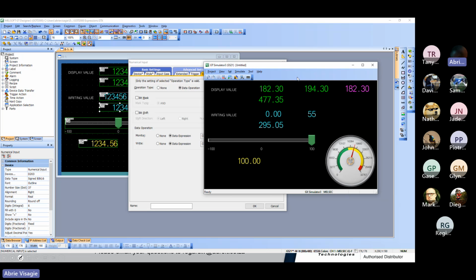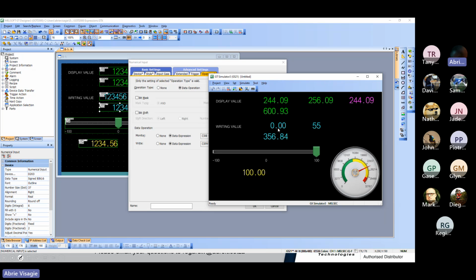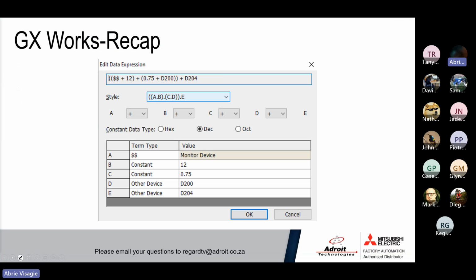So this was a very short and brief example of exactly how you would approach these different expressions and how you would approach both Adroit and GXWorks expressions.